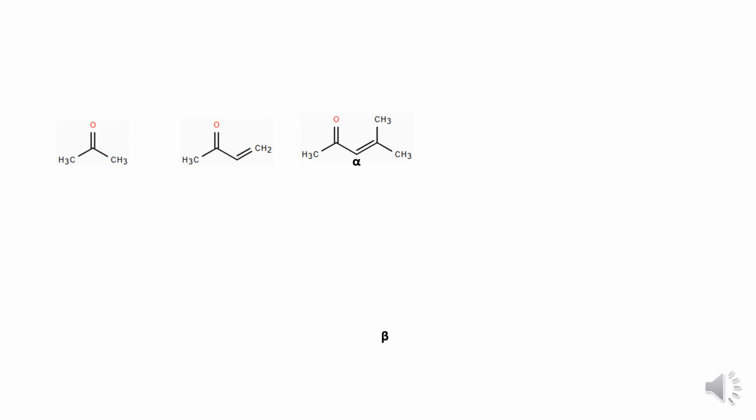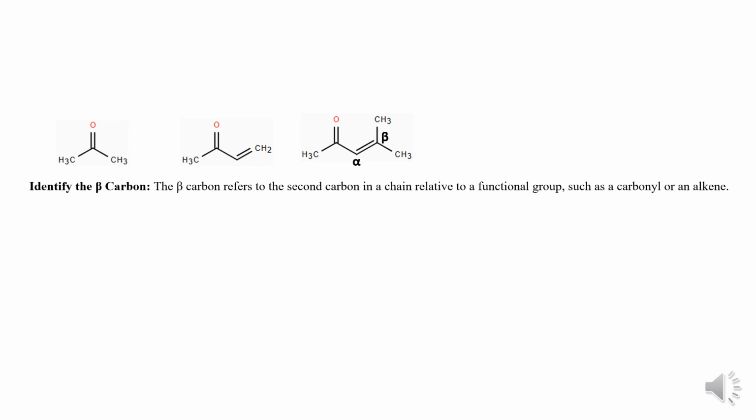And how do you identify an alpha and beta carbon in the case of conjugated carbonyl systems? The first carbon with respect to the carbonyl carbon is the alpha carbon, and the second carbon with respect to the carbonyl carbon will be the beta carbon. So the assignment of alpha and beta carbons is purely based on considering the functional group. Here it is the carbonyl group that we are considering as a reference.